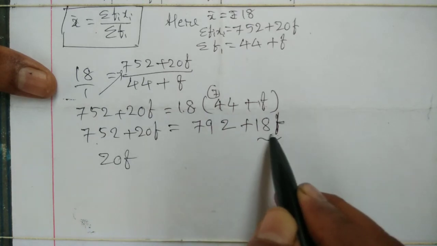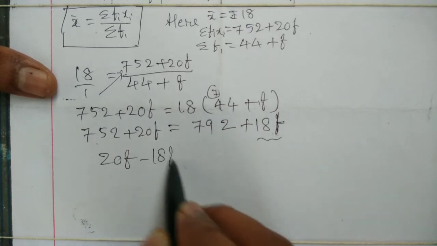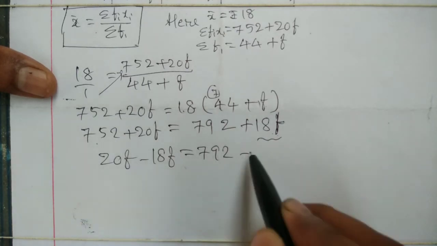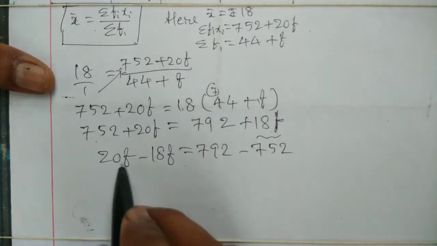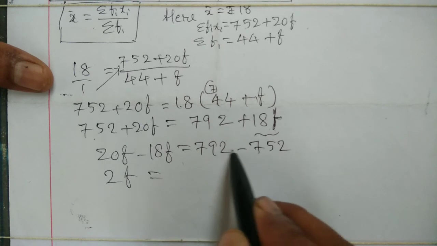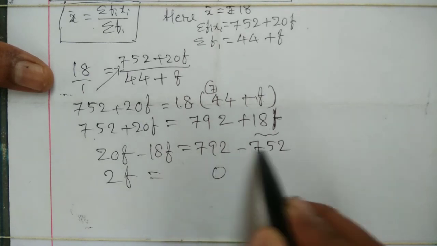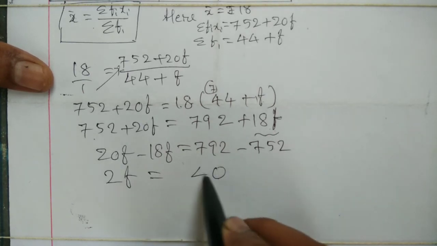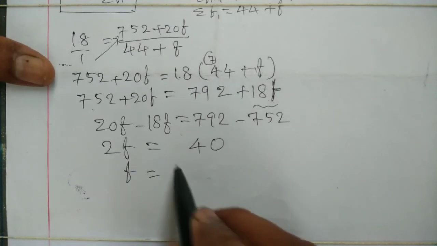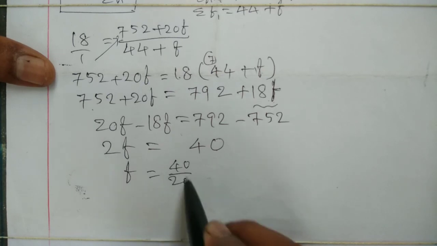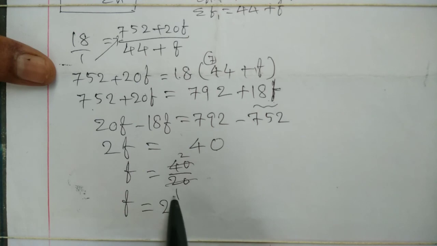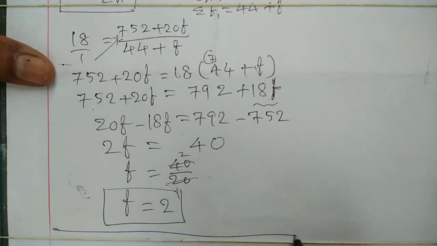20f minus 18f is equal to 792 minus 752. 20 minus 18, 2f is equal to 2 minus 2, 0, 9 minus 5, 4, 7 minus 7, 0, so 40. So f is equal to 40 by 2, 2 20s are 40. Therefore f is equal to 20. So this is the answer.